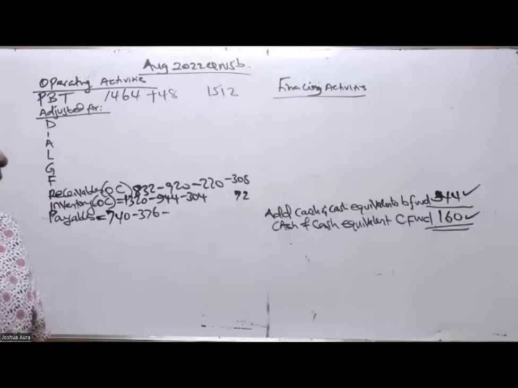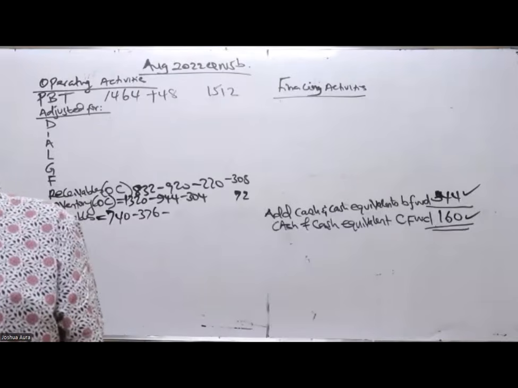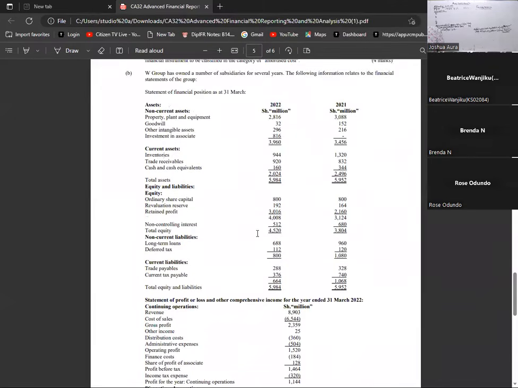It is 328 minus, oh, where did I get this really? I'm being told, Mwalimu, you're wrong, because payables, they're here. You're right, I'm wrong. It is 328 minus 288. And then we have in this case the disposed subsidiary.